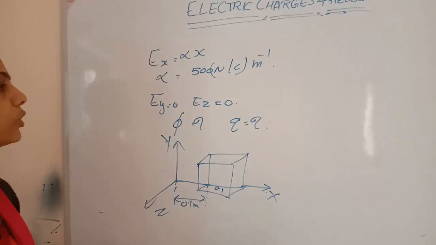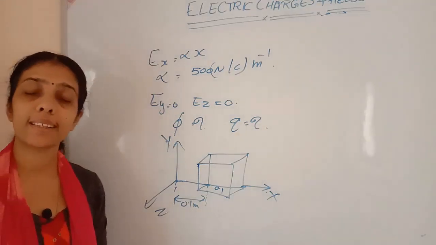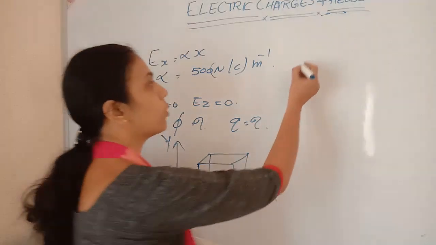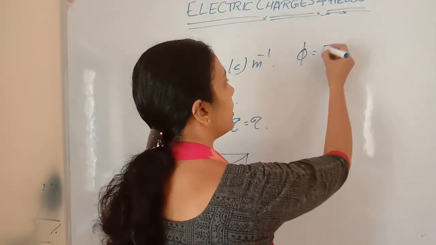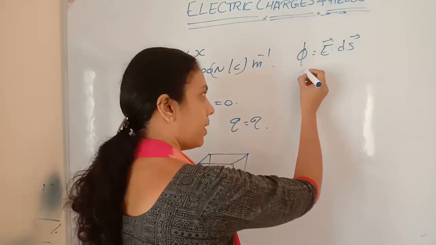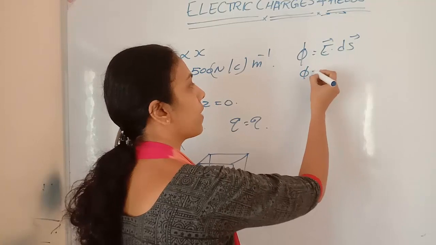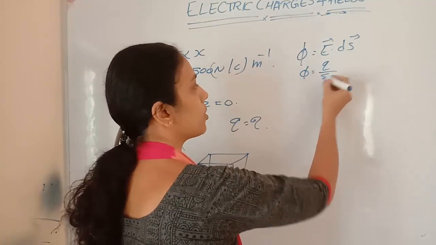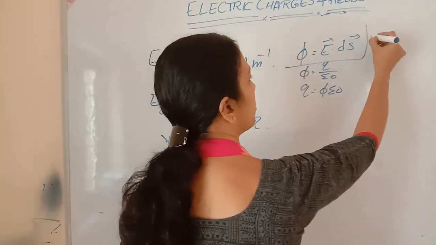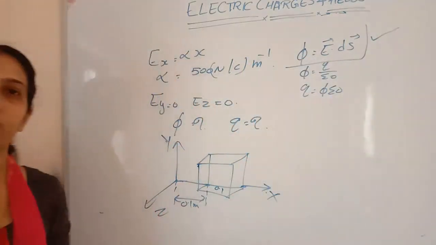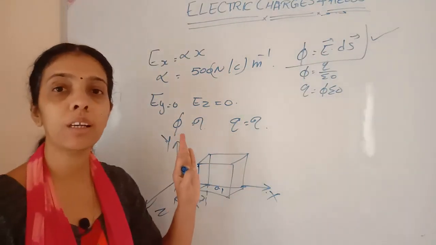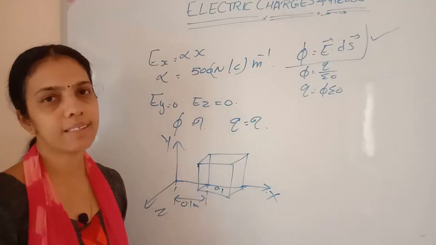Here we should find out phi. In yesterday's video I explained such kind of questions. For finding phi, phi equals E dot ds. From that we can find out q, because phi is equal to q by epsilon 0, so q equals phi into epsilon 0. For that, first we need phi equals E dot ds for all the sides, to find the total flux linked with the cube.